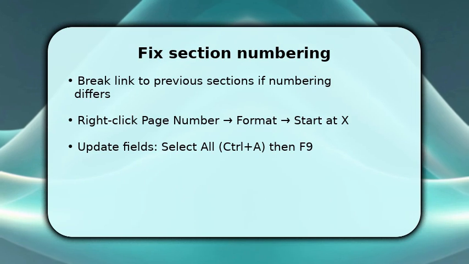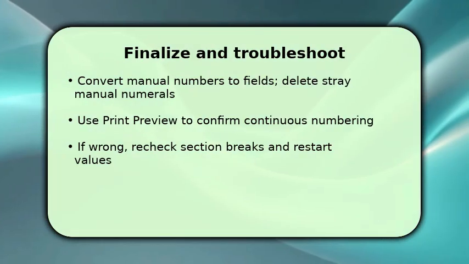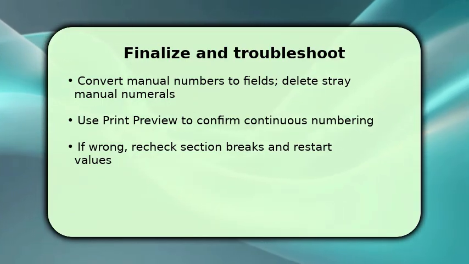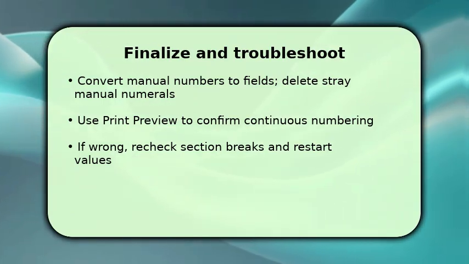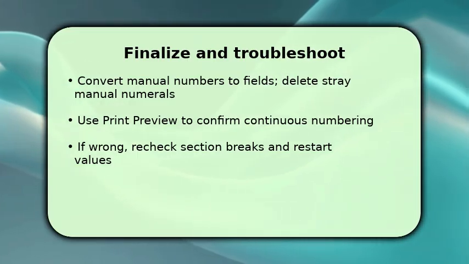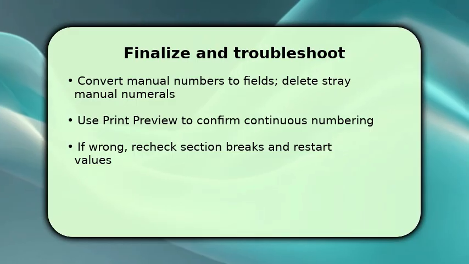the new numbering immediately. Finish by cleaning and verifying so the fix sticks. Replace any manually typed numbers with true page fields, delete stray numerals that confuse updates. Then use Print Preview and Navigation pane to confirm continuous numbering across sections.